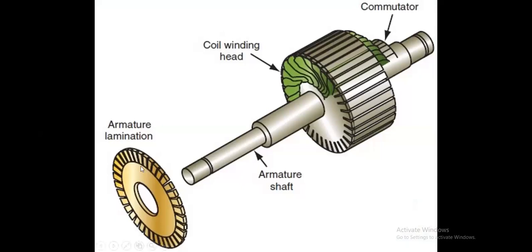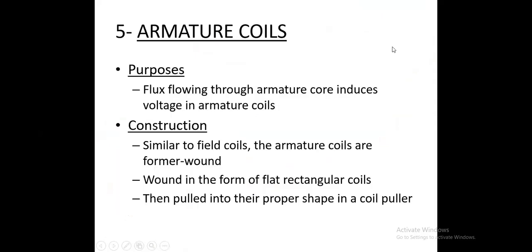Now, moving towards the slide, the single thin laminated armature core is connected one by one to make a solid shape. Armature shaft and cooling winding head: holes are made for cooling, which play that role, and the commutator we have already seen in the picture.